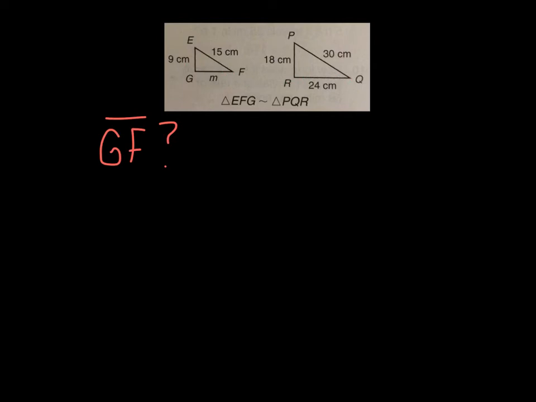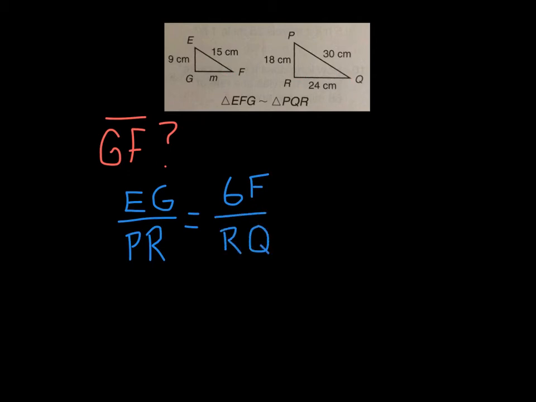and we would compare EG to PR, because we want that whole ratio, is equal to GF, which is what we're trying to find out, over RQ. So EG equals 9. PR, if we look up at the triangles, equals 18, which is equal to, we don't know what GF is, I'm going to just use an M for that. And then we have RQ, which equals 24. So now we have that proportion.